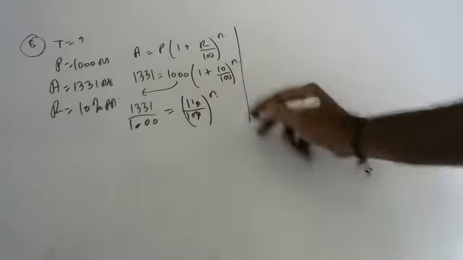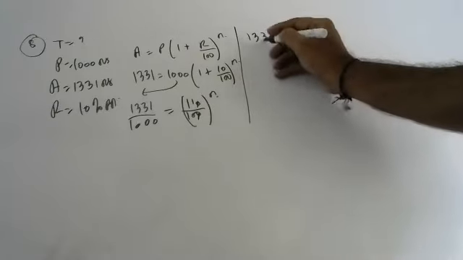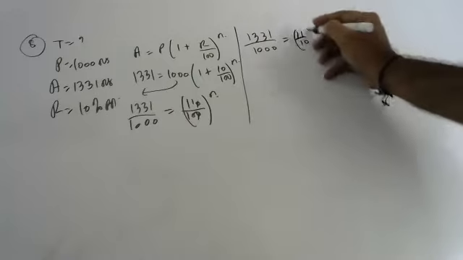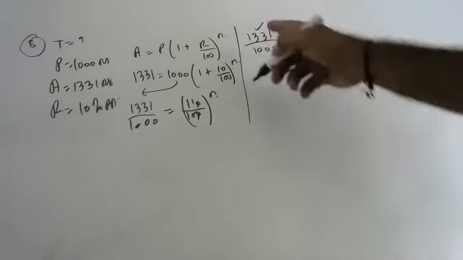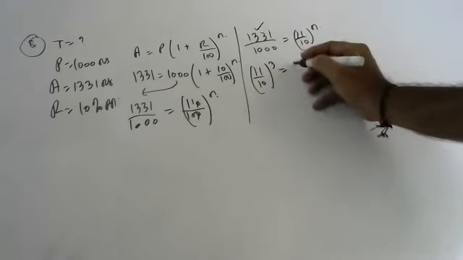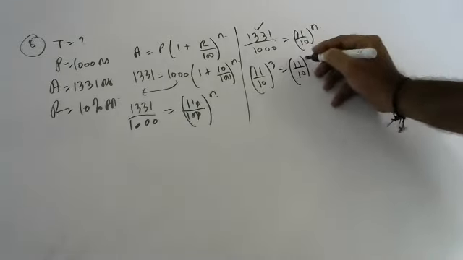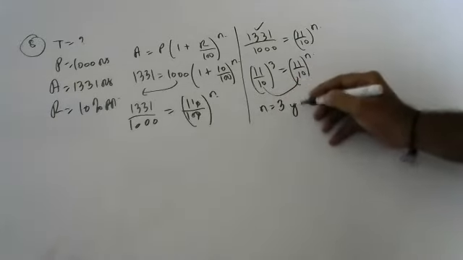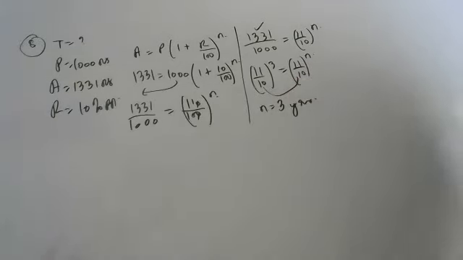So 1331 by 1,000 is equal to 11 by 10 whole to the power of n. Children, 11 cube is 1331 and 10 cube is 1,000. No problem, Meghana, sometimes it happens. So when bases are the same, powers can be compared. So 3 years is the answer.